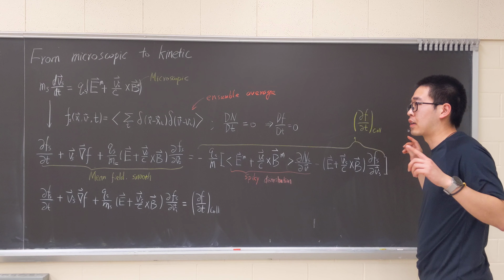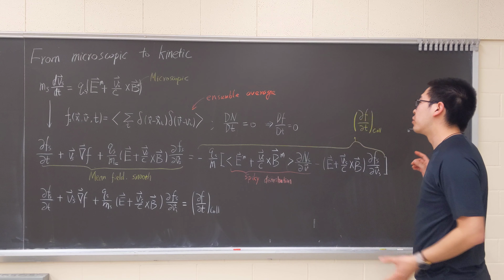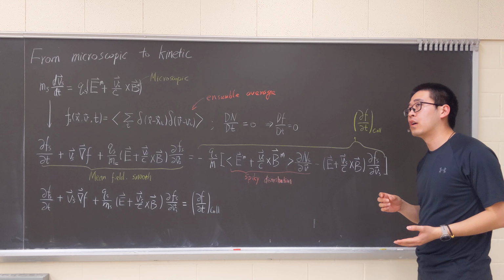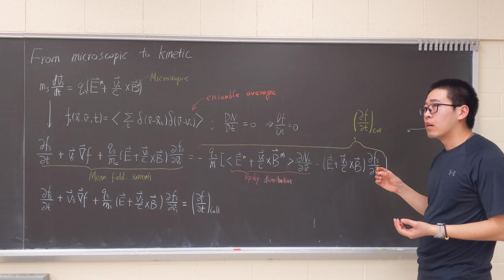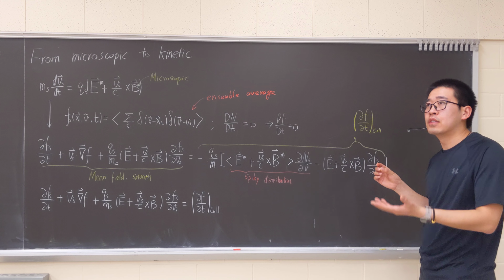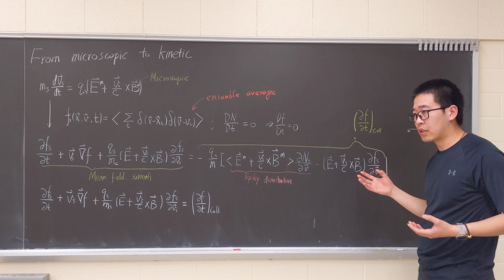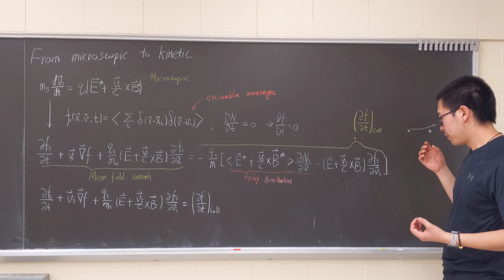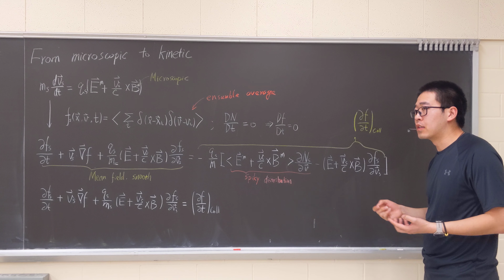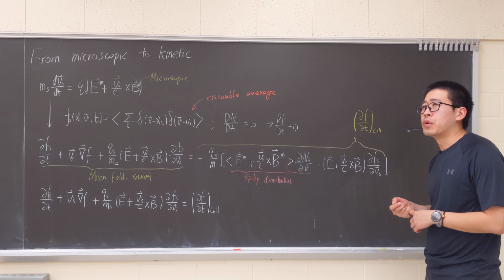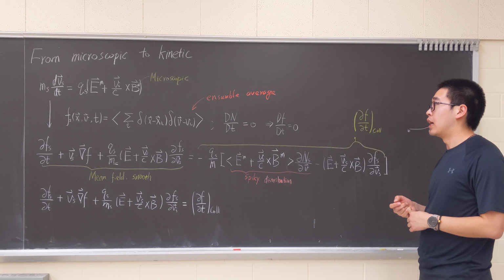The spiky means once you're really, really close to a particle, then the electric field will become infinite, as we all know that. So there's a singularity there. So, how should we deal with that?